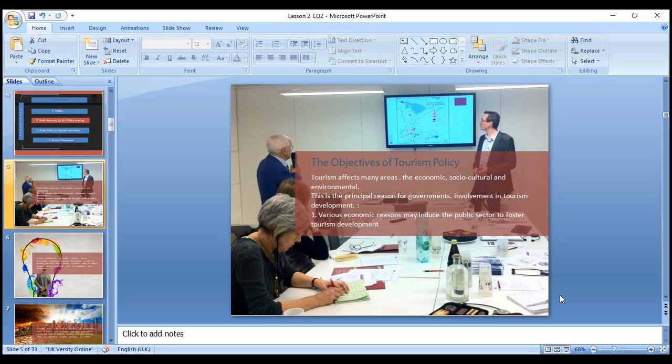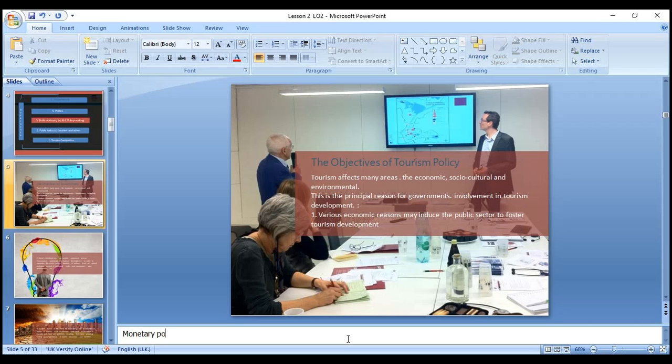Policies will see tourism affect many areas: economic, social, cultural, and environmental. So what are government policies towards those? If the government policy is very strict towards the environment, maybe a lot of impact. If the economic policy is not appropriate, so one we call the.